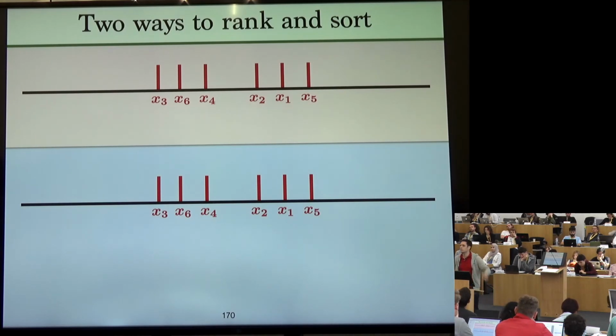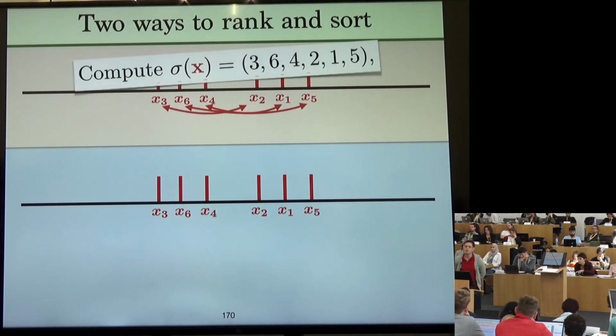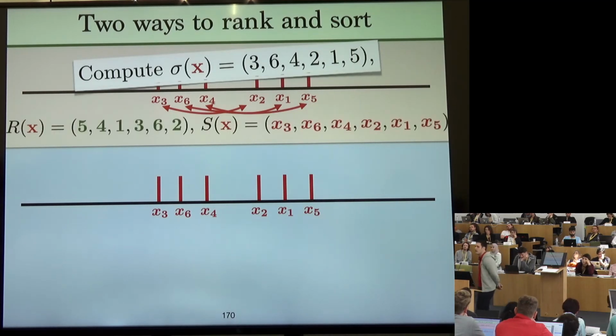You would call the sort function, you compute the sorting permutation, and that gives you the rank and sorted vector that you want. Okay? So everybody does that. You just call a sorting function. So there's a bit of a story there.